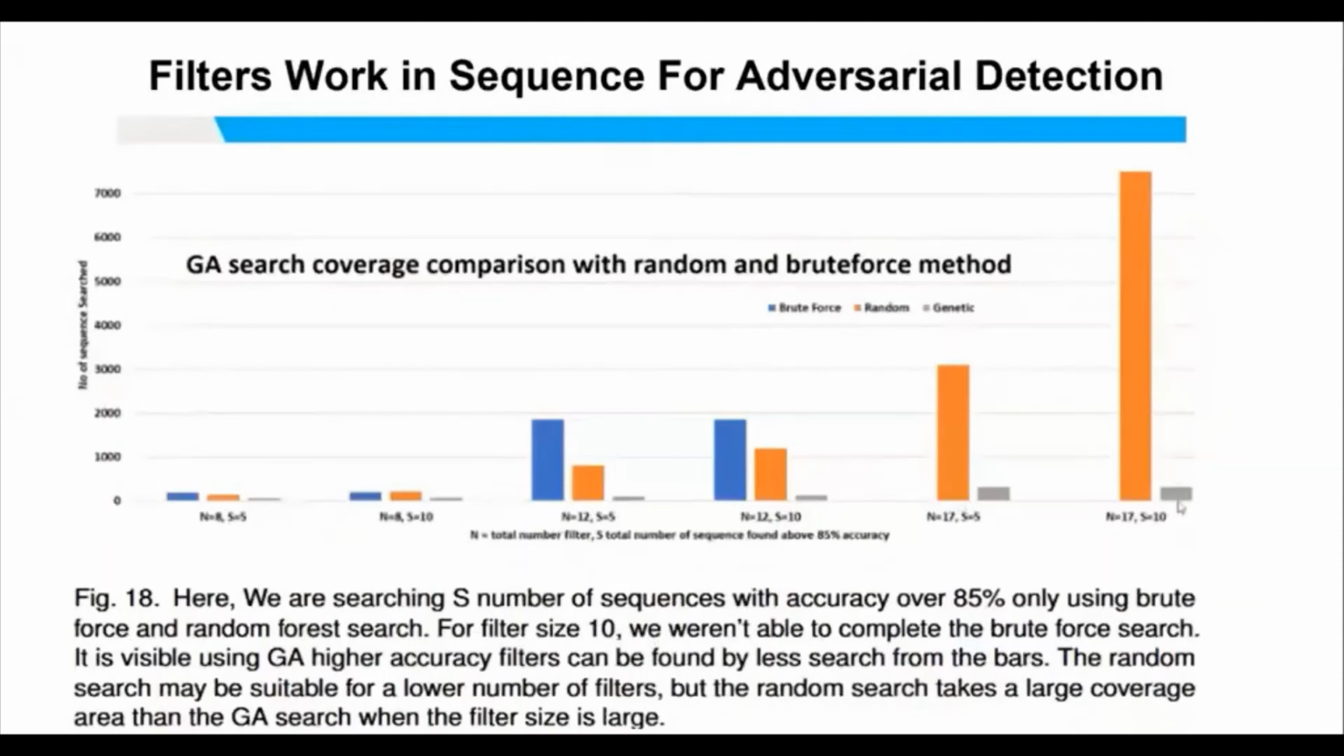It only searches a few, and it can get at least 10 sequences which have a performance better than 85%, whereas a brute force search is so huge that we were not able to experiment with it when the filter size is 17. And random search also gets higher as we increase the filter size. So that gives the idea that genetic search is better for this problem.